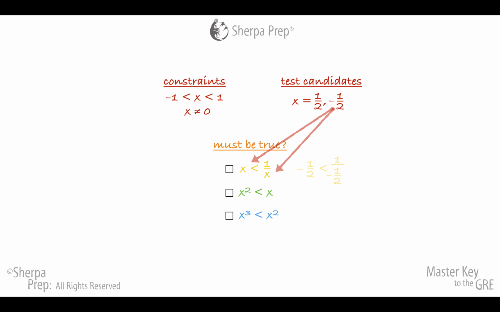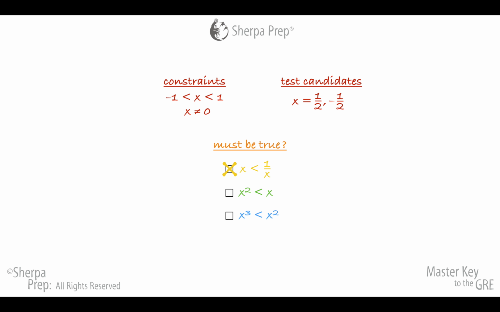On the flip side, however, when we plug in -1/2, we get the statement 1/(-1/2) is greater than -1/2. And when we simplify that, 1 divided by -1/2 is the same thing as 1 times -2/1, which of course is -2. -2, however, is not a greater value than -1/2. Remember, when you're on the negative side of the number line, the further away from 0 you are, the smaller you become. -2, therefore, is not greater than -1/2. That's why the first statement does not have to be true. That's why it is not included among the correct answers.